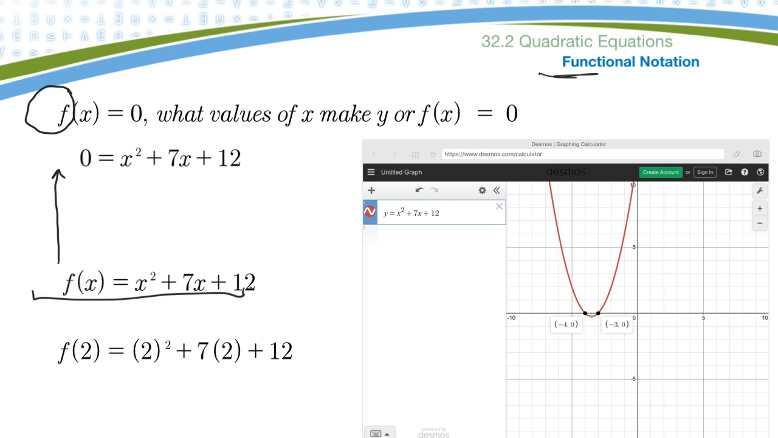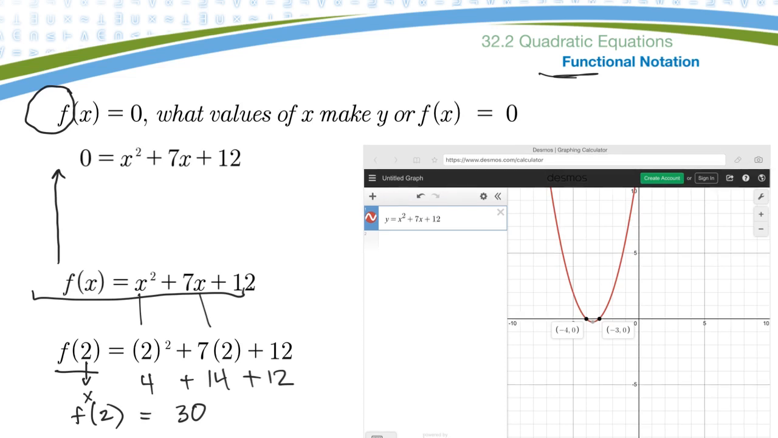Now, you might have seen function notation that looks like this, and when they say f of 2, what they're saying is, if I have an x value of 2, what is my y value? So what you do is you plug a 2 in everywhere you see an x. This would come out to 4 plus 14 plus 12. So 4 plus 14 would be 18 plus 12. I think that comes out to 30. So the value of the function, when you plug a 2 in for x, comes out to 30.